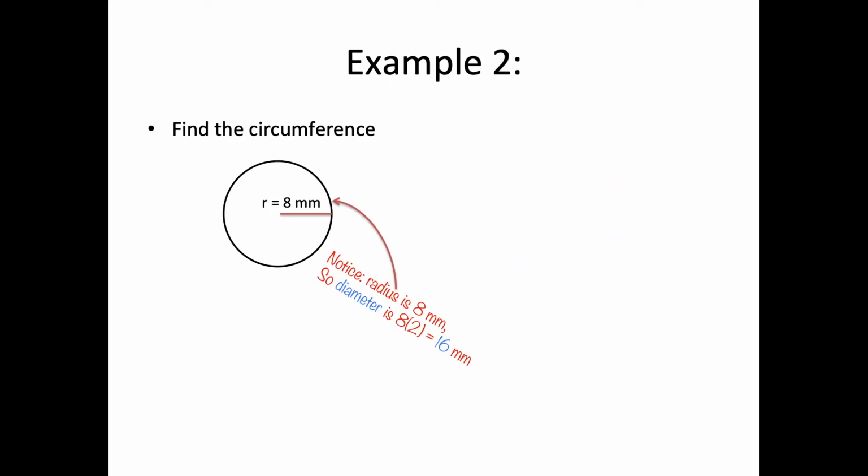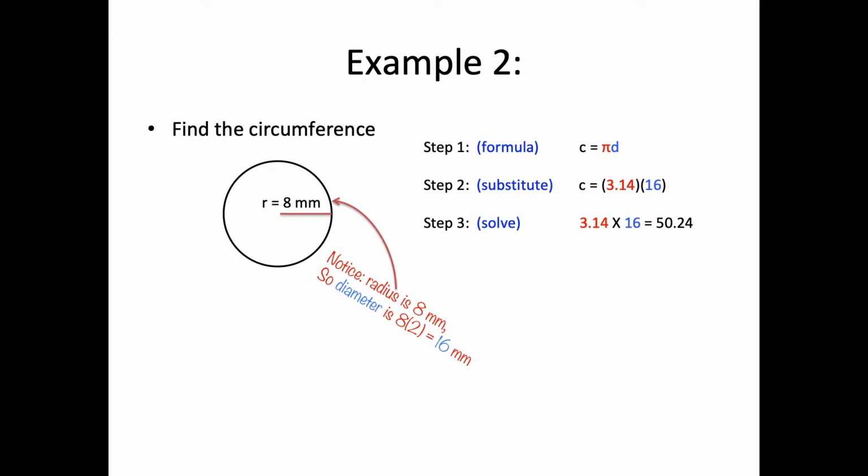Example 2. In this example, you'll see that they gave us a radius. So, since the radius is 8, we have to multiply it by 2 to find the diameter. We write down the formula, circumference equals pi times the diameter. Substitute 16 for the diameter, and multiply it by 3.14. We get 50.24. Then we label it, in this case with millimeters, since the unit of measurement in this problem is millimeters.